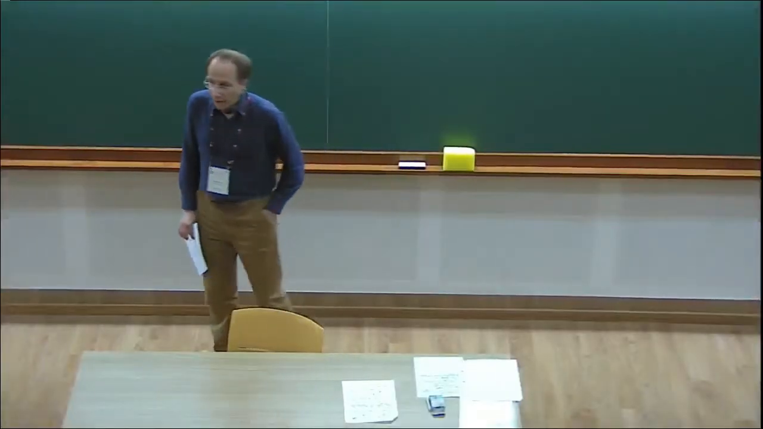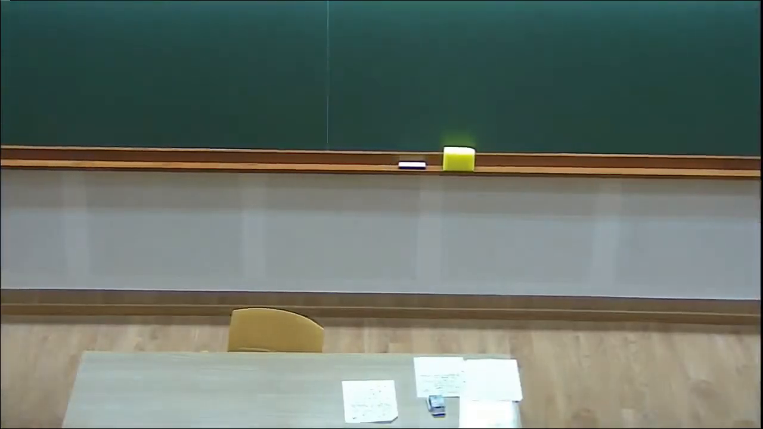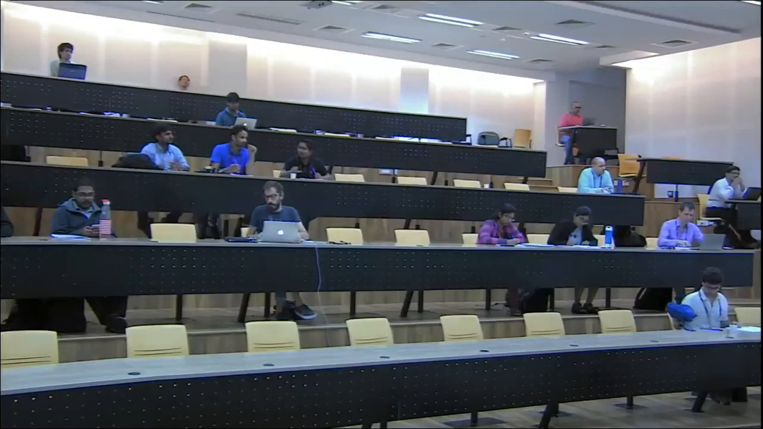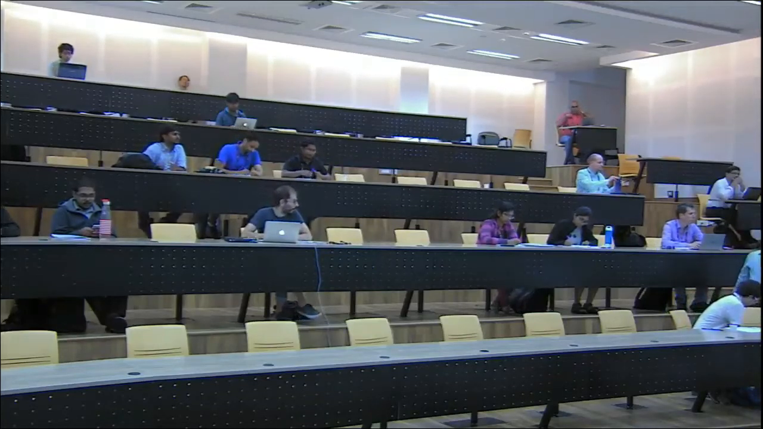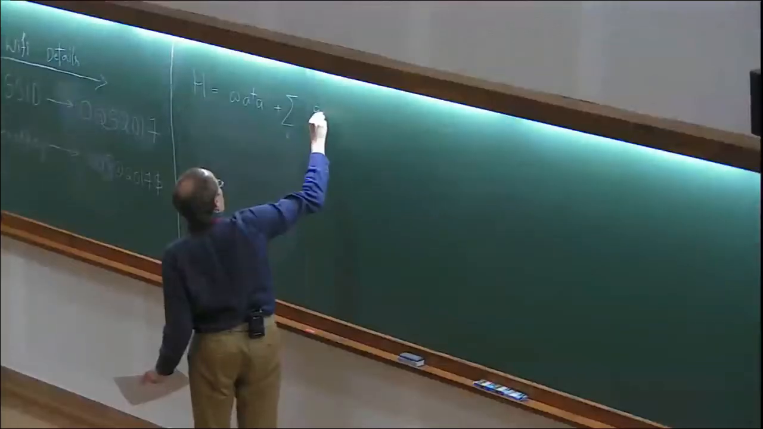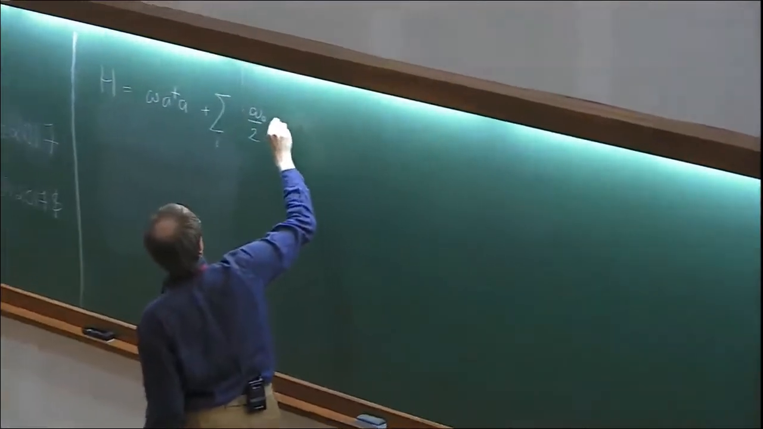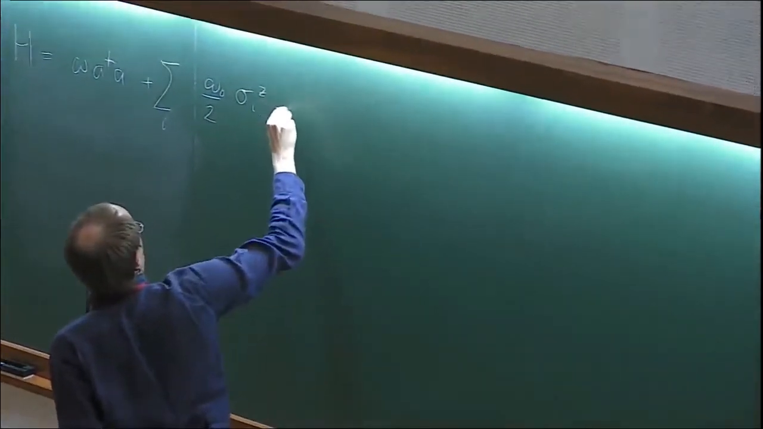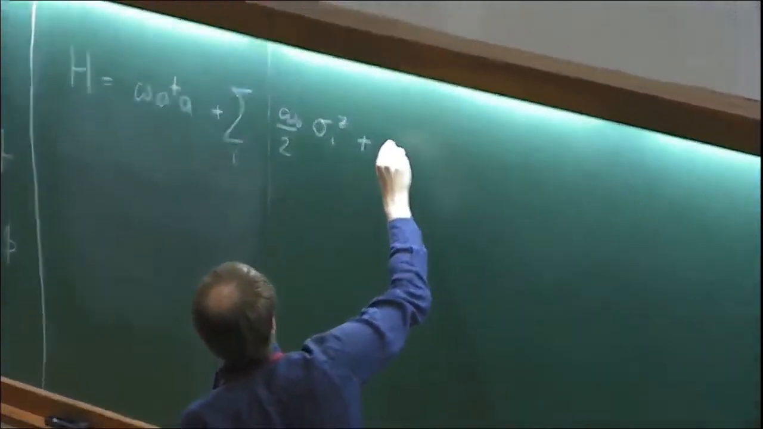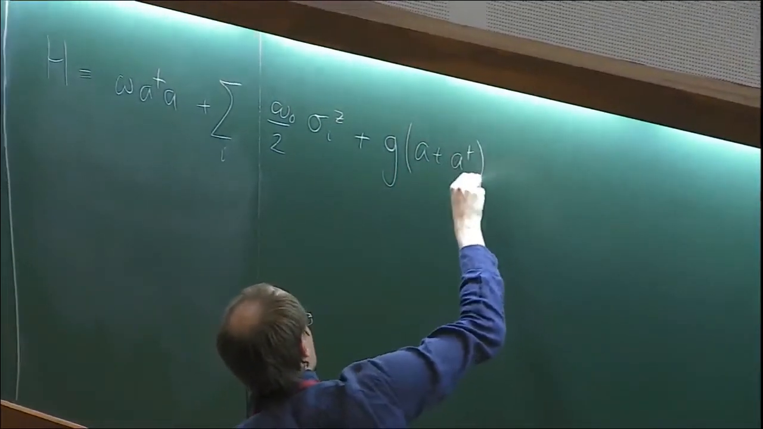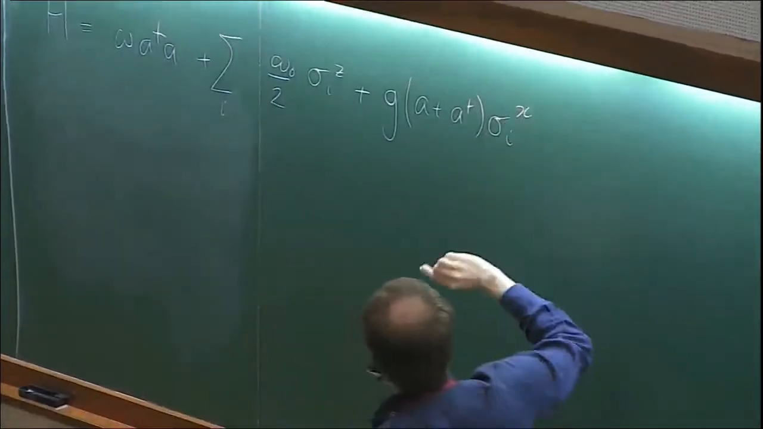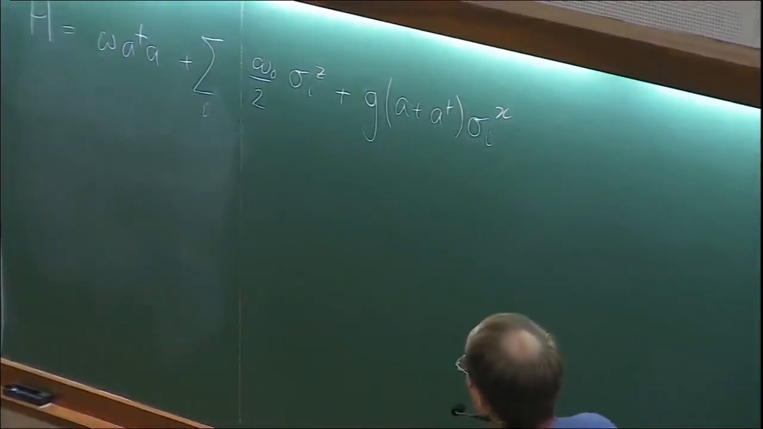Thank you. I'll begin by just reminding you where we had got to at the end of the last lecture. In the last lecture, we had been talking about the Dicke model, which took this form of a Hamiltonian, which described a single cavity mode coupled to many two-level systems with energies omega naught over 2, sigma iz, plus the interaction between matter and light, which, if I don't make the rotating wave approximation, if I do write the full Dicke model, takes this form of sigma ix times a plus a dagger.